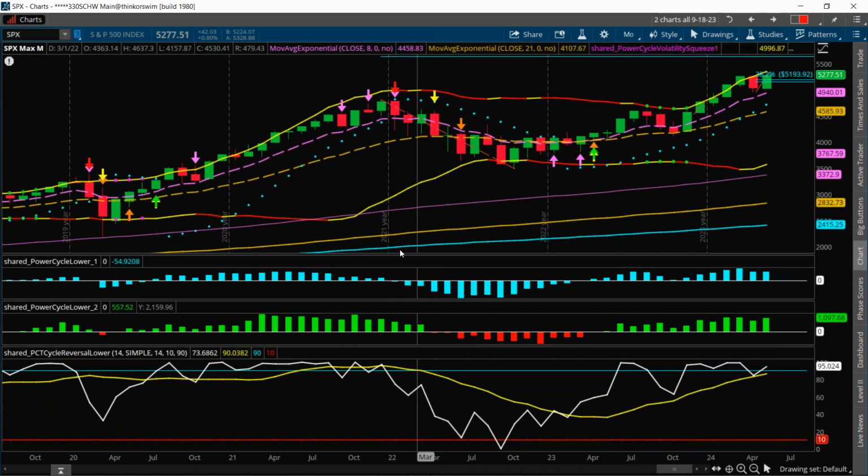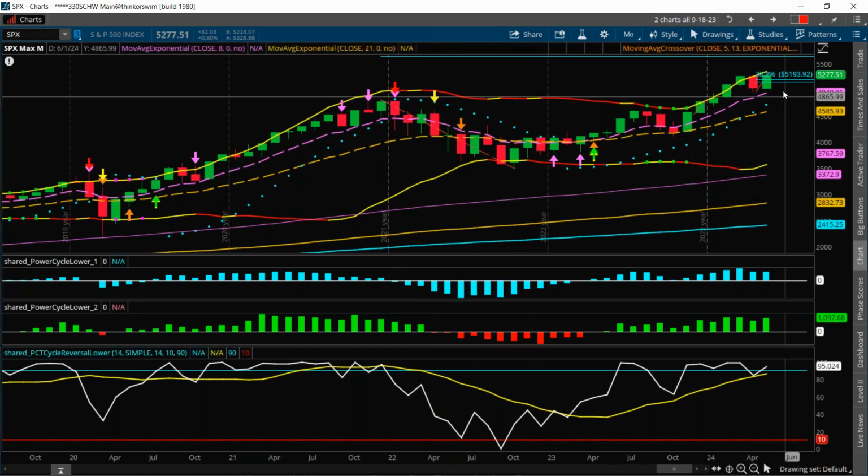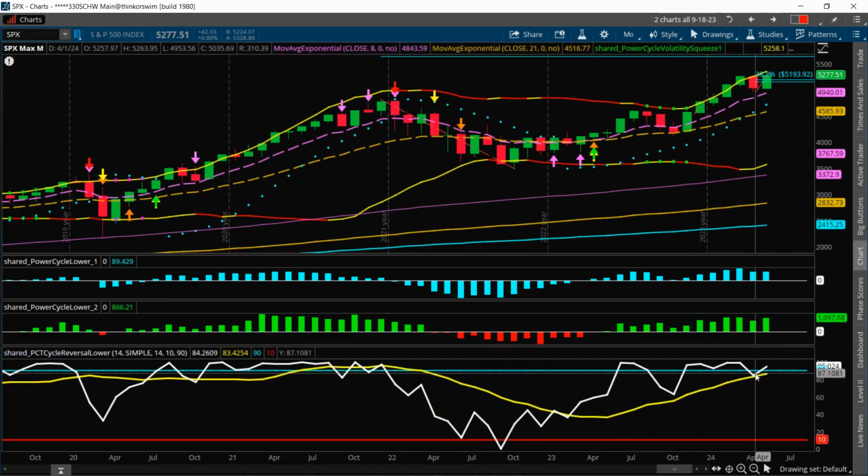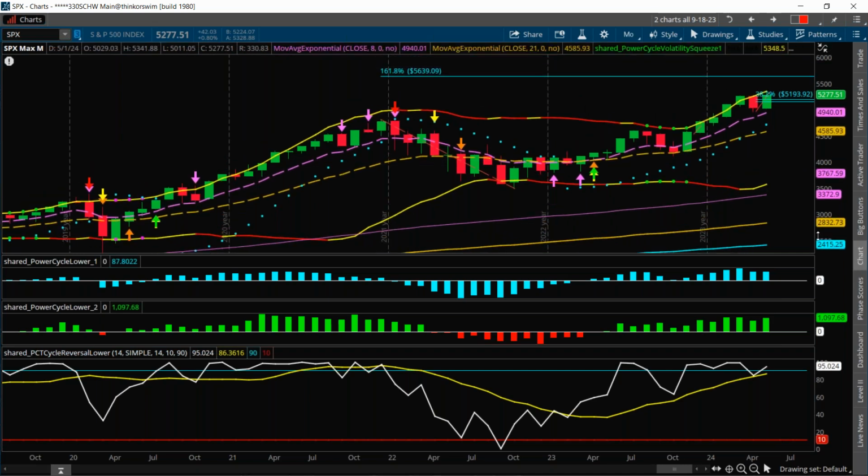The last time we got this overbought, here's cycle reversal 1, 2, 3, 4, 5 months to finally exhaust. So we haven't even gotten the first cycle reversal. So this trend can stay intact for much longer. Here it took 5 months to finally correct.